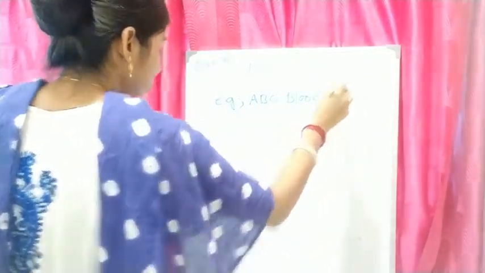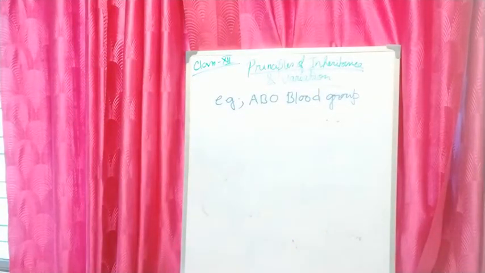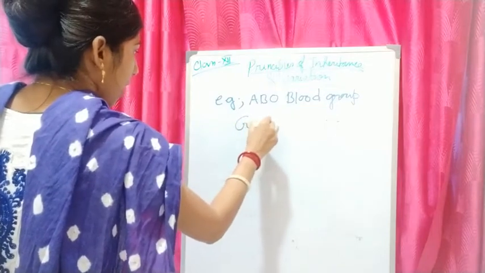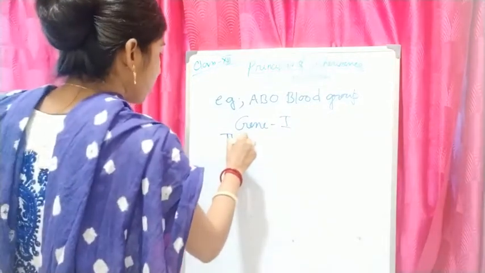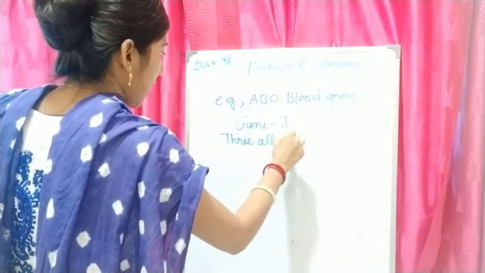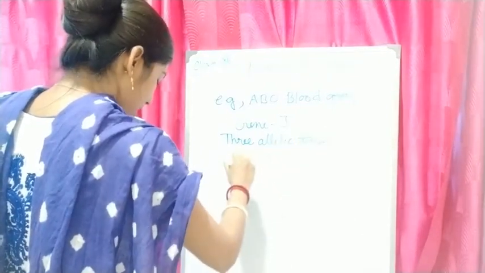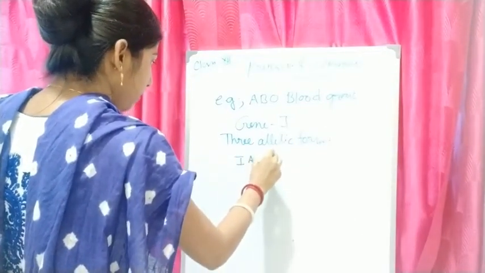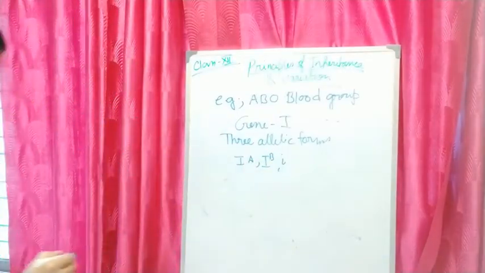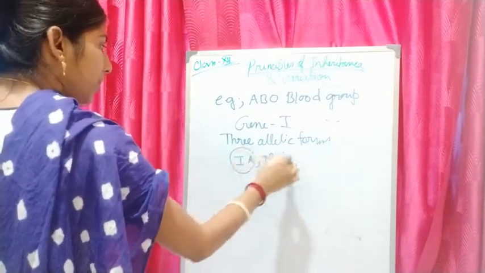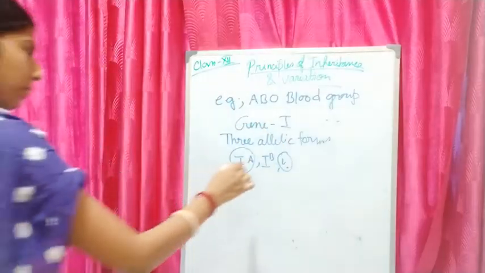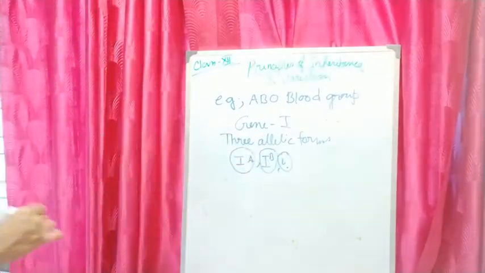So here, for blood group in humans, one gene is present. That gene is I, capital I, and it has three allelic forms. What are they? IA, IB, and i, written as small i. The allele IA is dominant over small i, and IB is also dominant over small i.